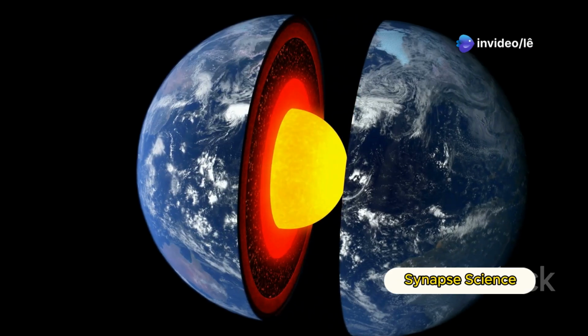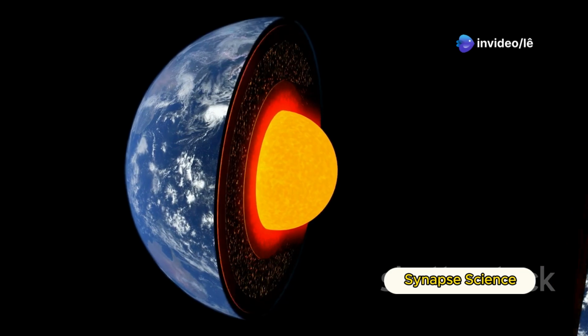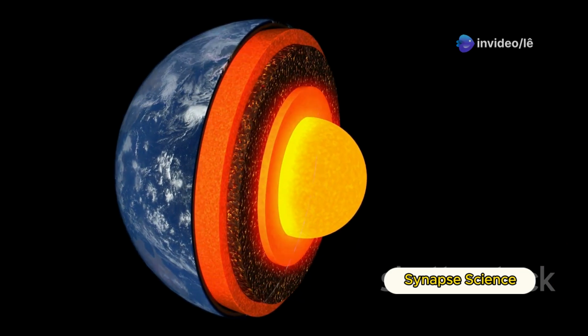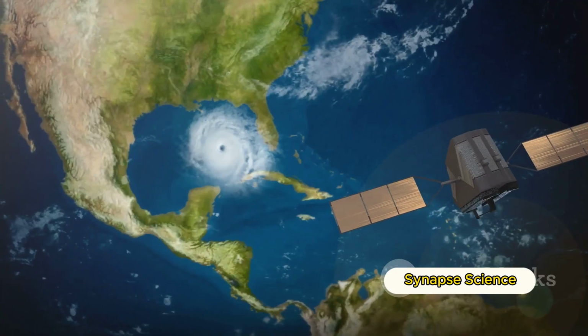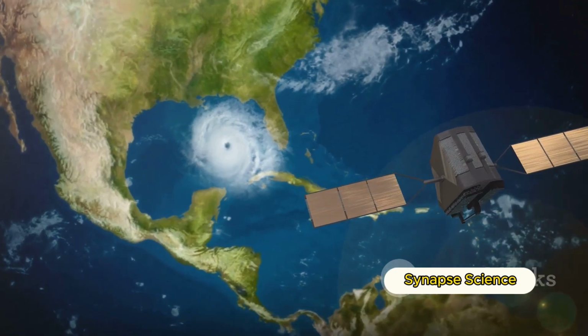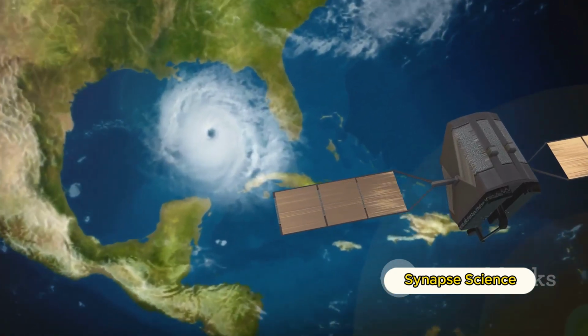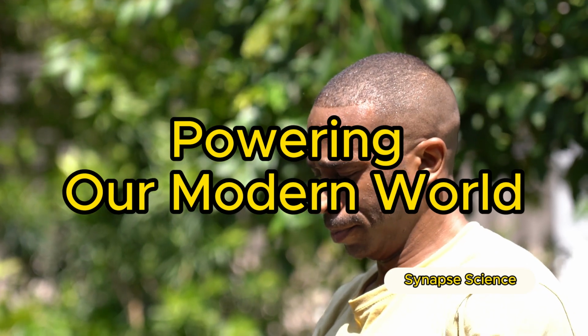Deep within the Earth's core, intense heat and pressure have forged even heavier elements, like iron and nickel. These elements play a crucial role in generating Earth's magnetic field, which protects us from harmful radiation from the sun.